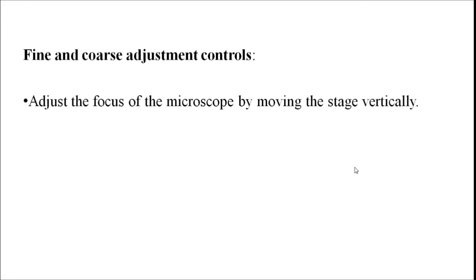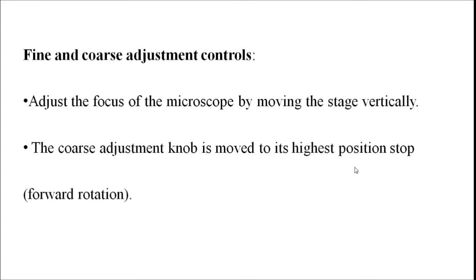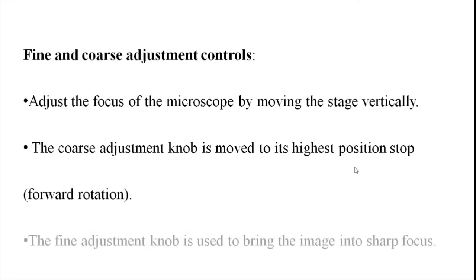Next are the fine and the coarse adjustment controls. They can be used to adjust the focus of the microscope by moving the stage vertically. The coarse adjustment knob is moved to its highest position, and the fine adjustment knob is used to bring the image into sharp focus.